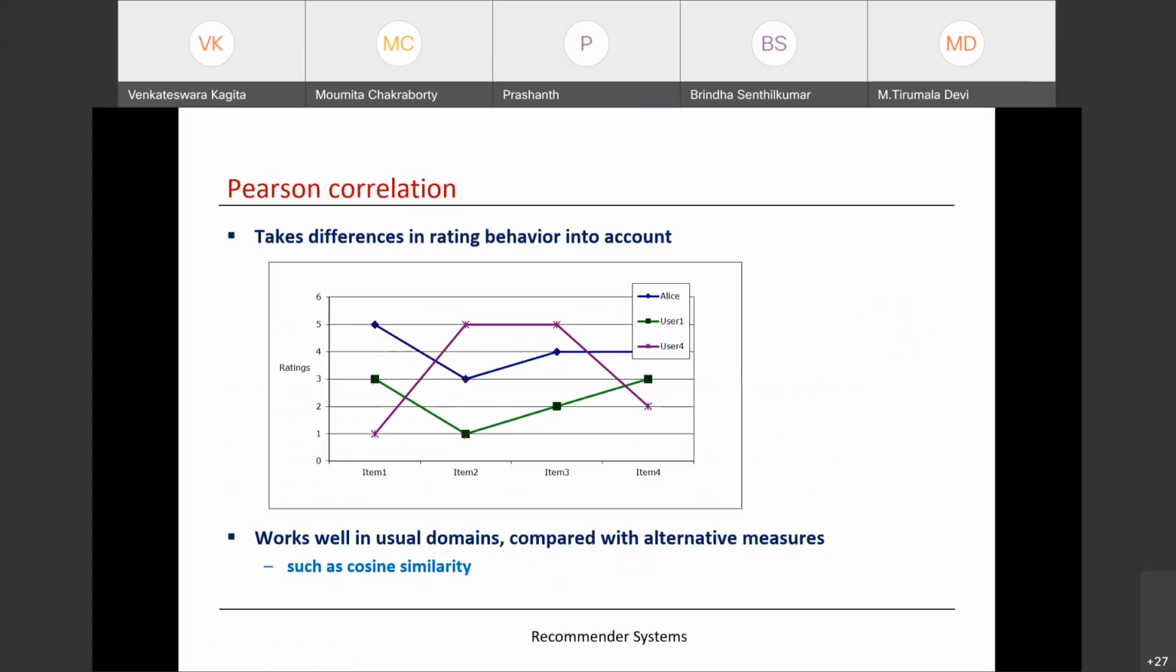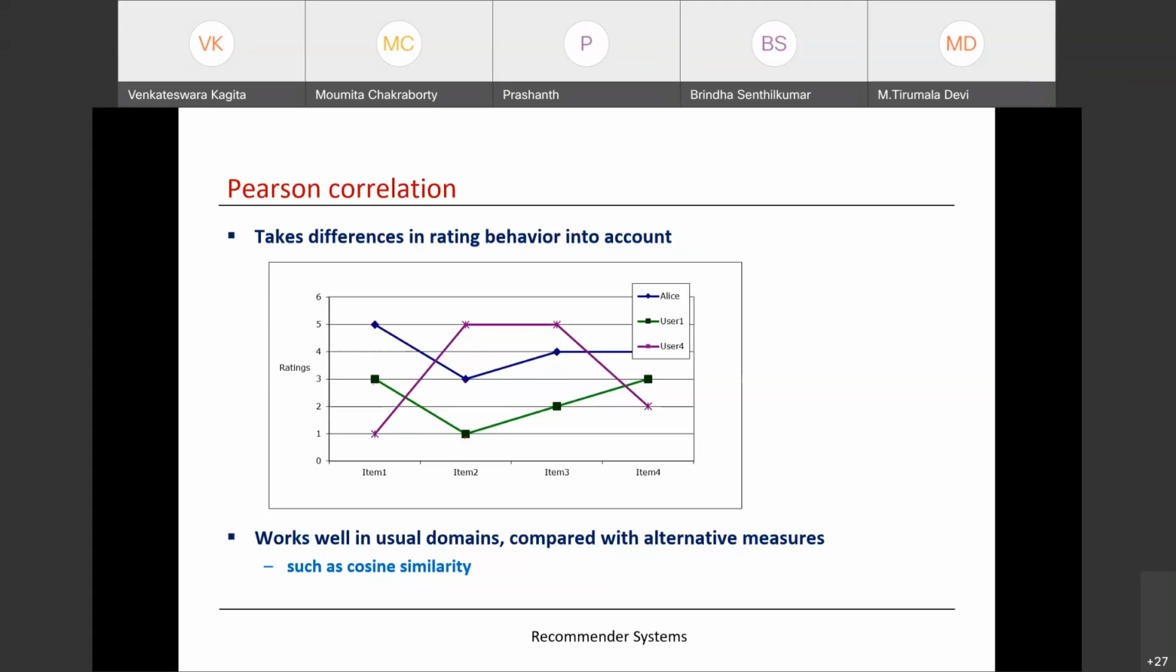Whereas if you compare this pattern with user 4, this is user 4's rating. If you see this, they've got different patterns. If Alice is giving 5, this guy is giving 1. If he is giving 5, then this guy is giving 1. Opposite. Okay. So they have got contrasting preferences. Right?